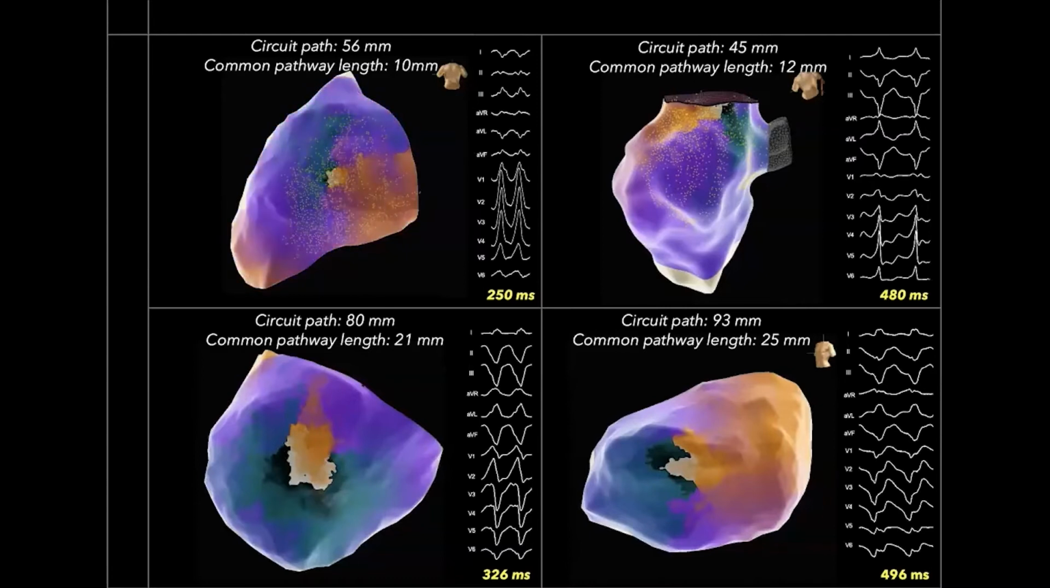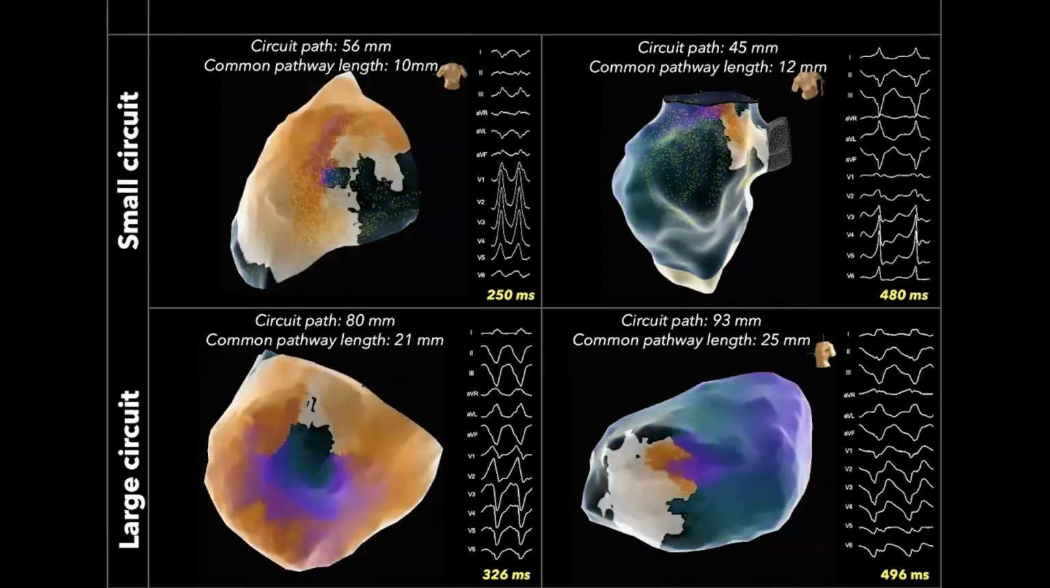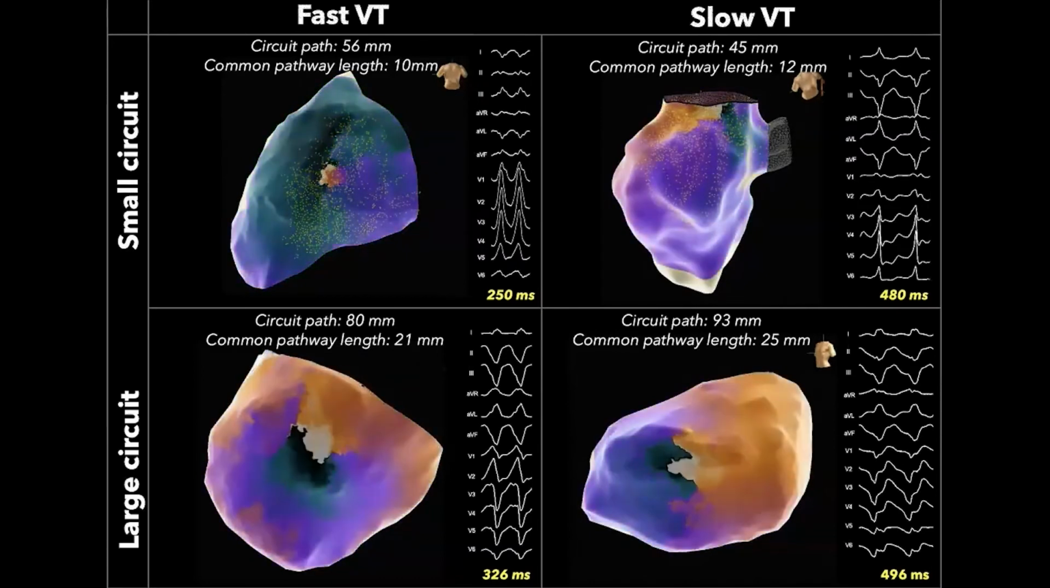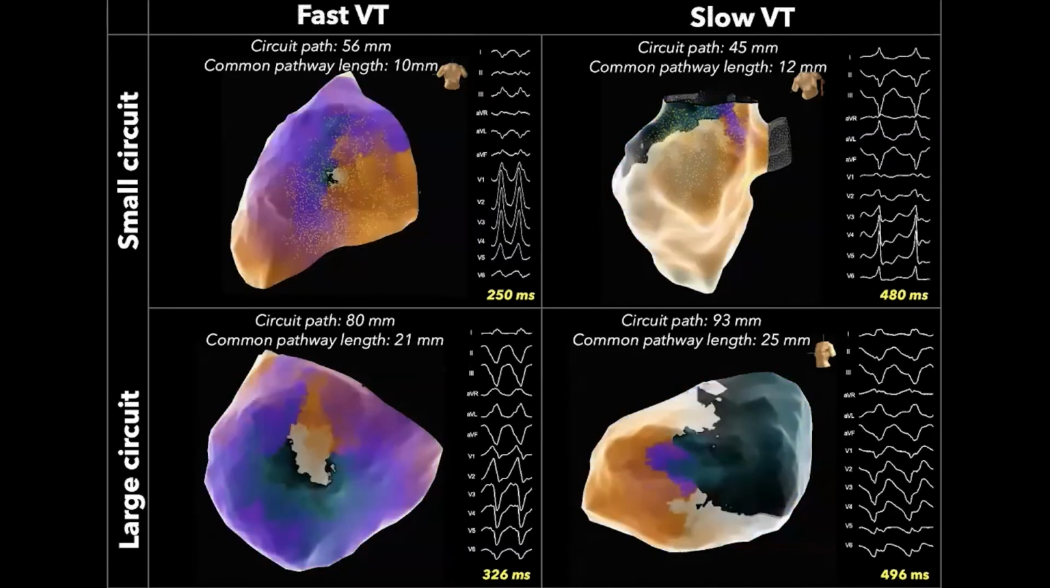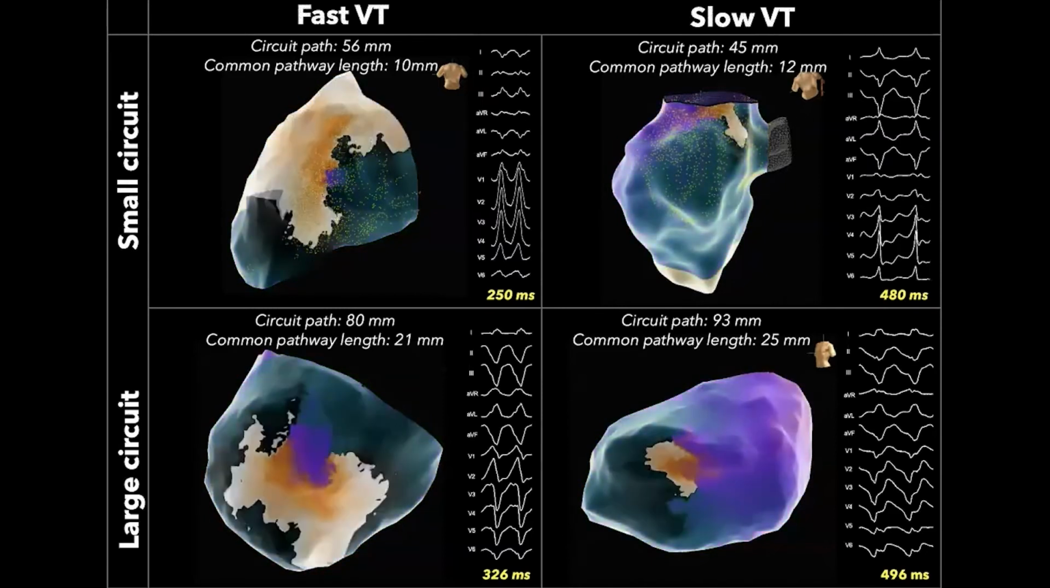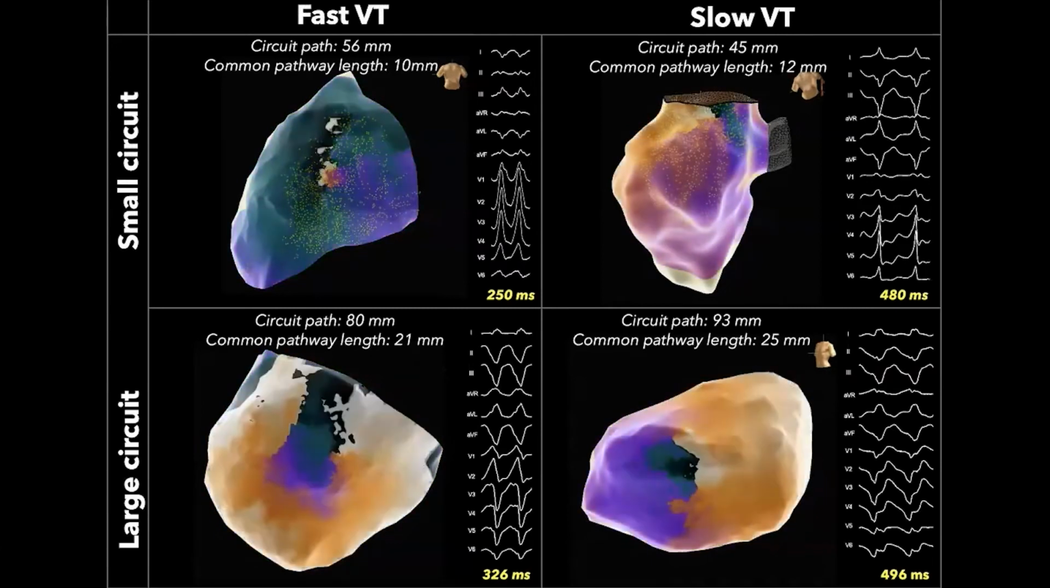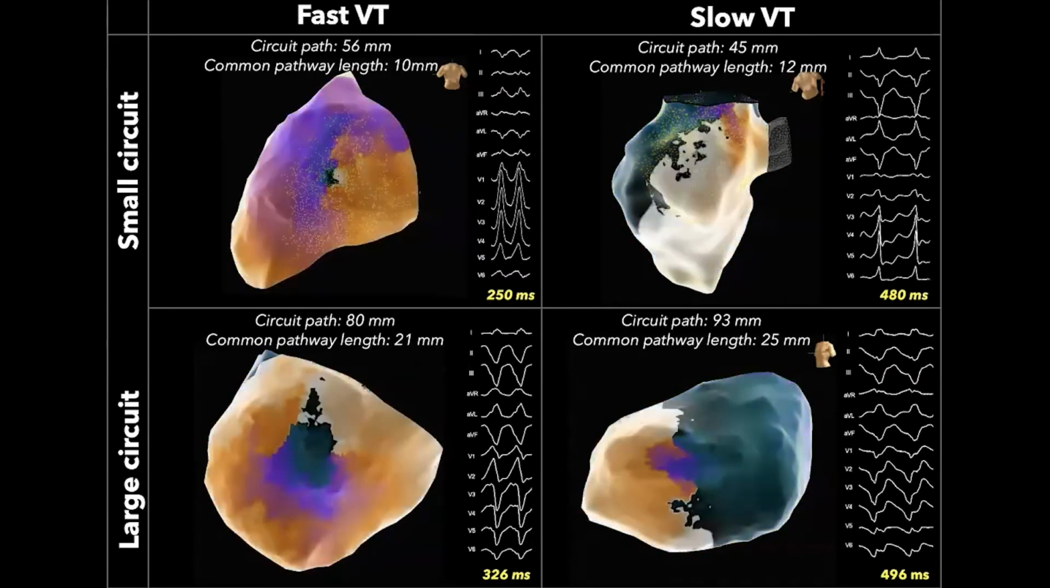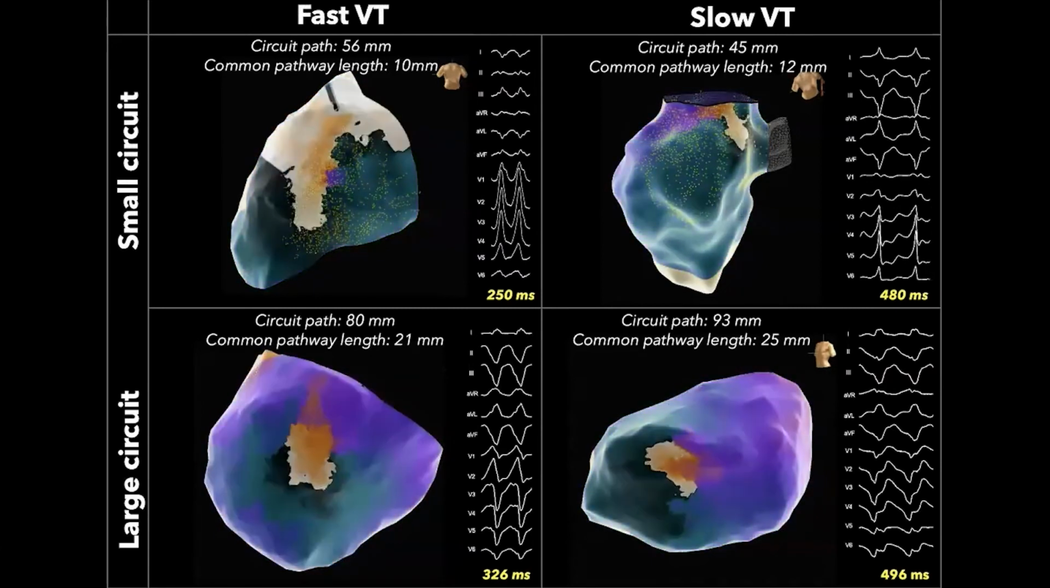So what we've found here is that you can have a 2x2 where you have large circuits and small circuits, fast and slow, and you can get every combination. We cannot make inferences about the rate of a VT and the circuit size and vice versa.